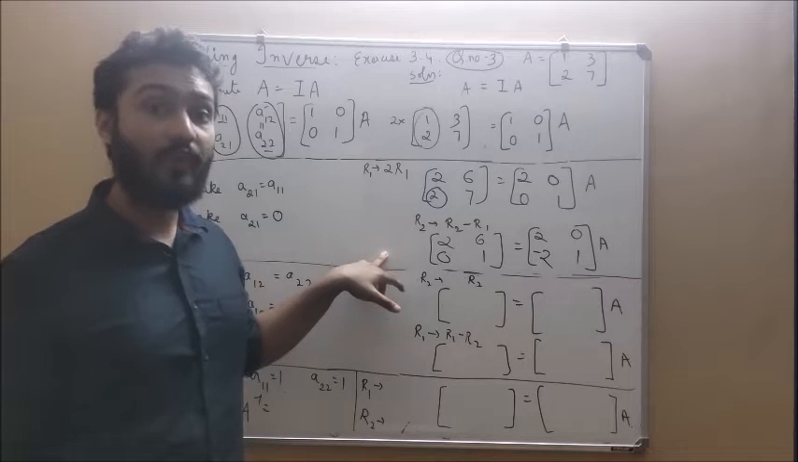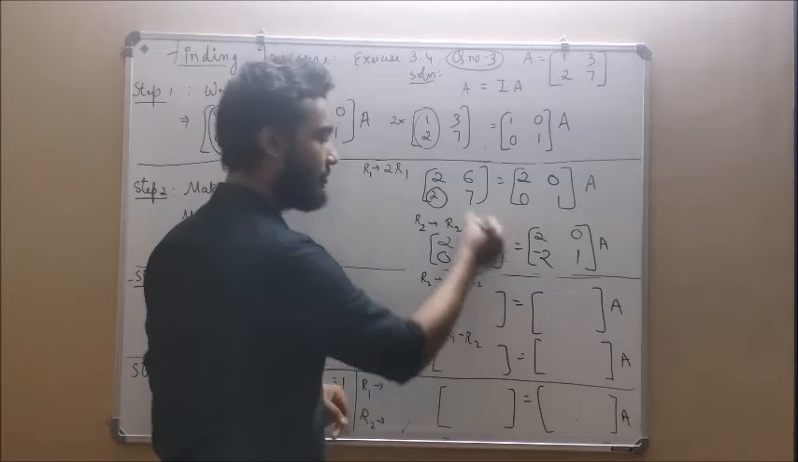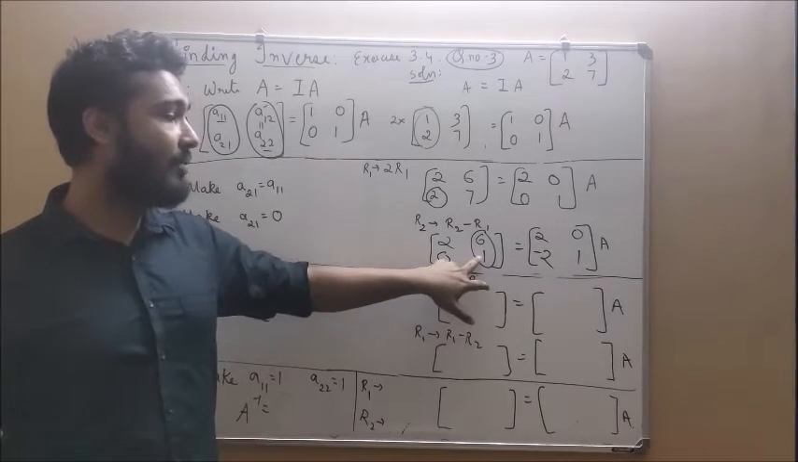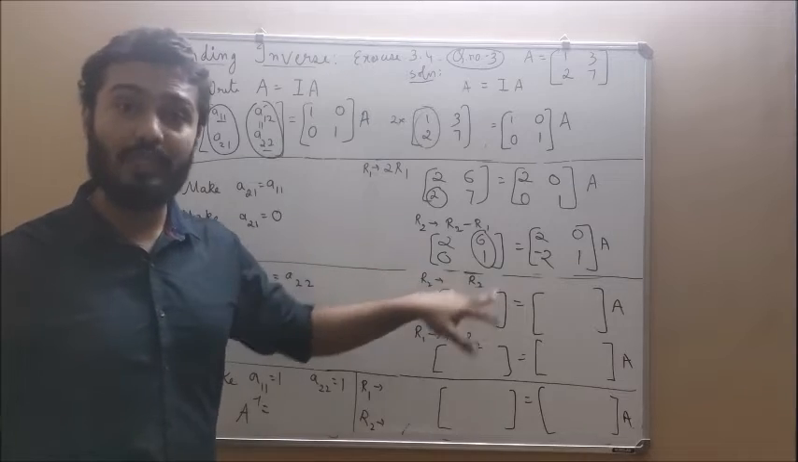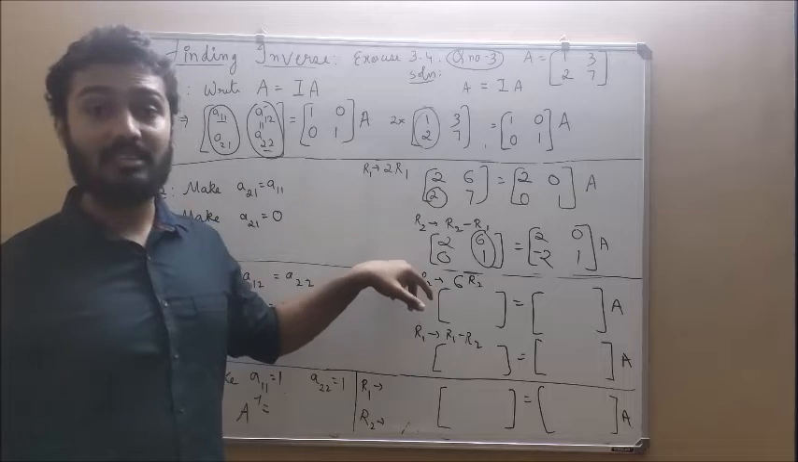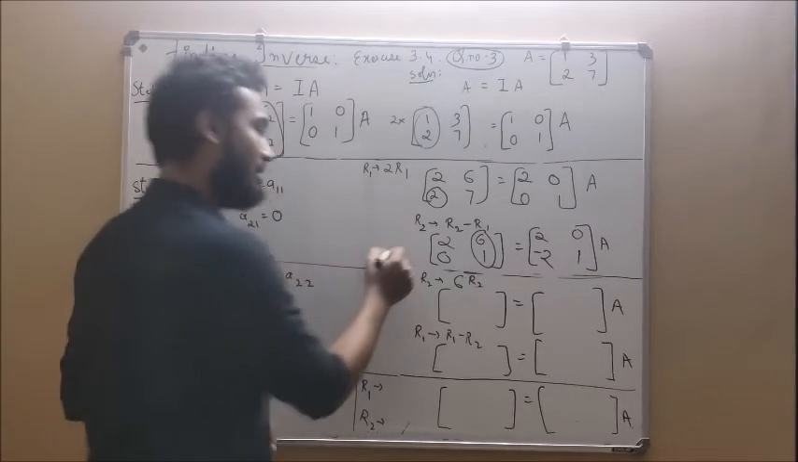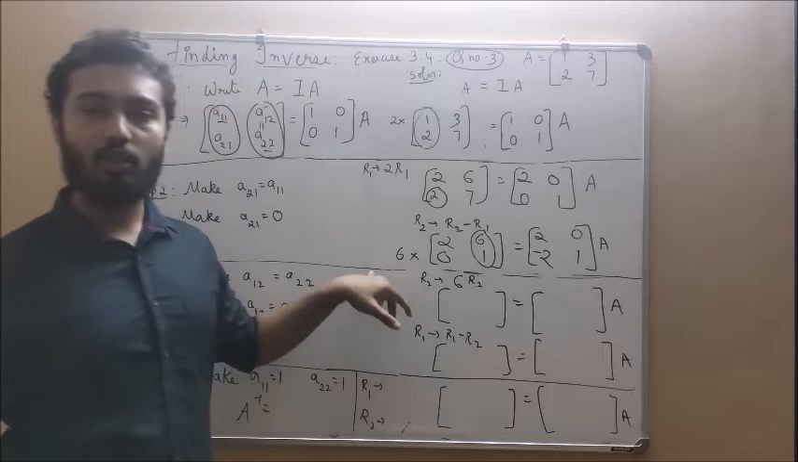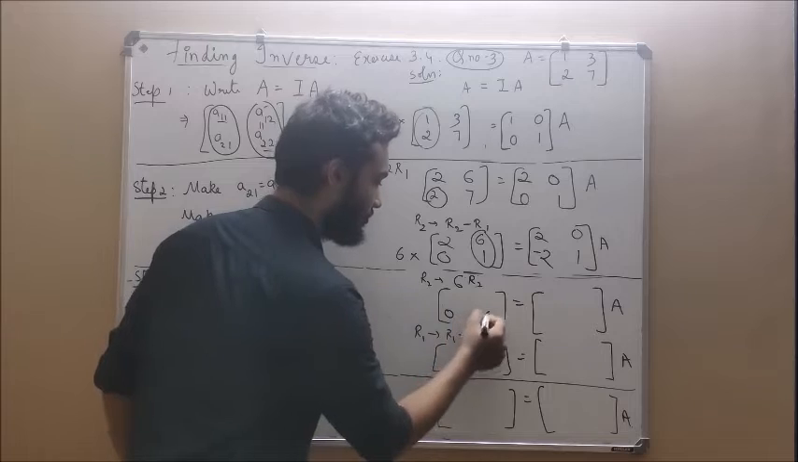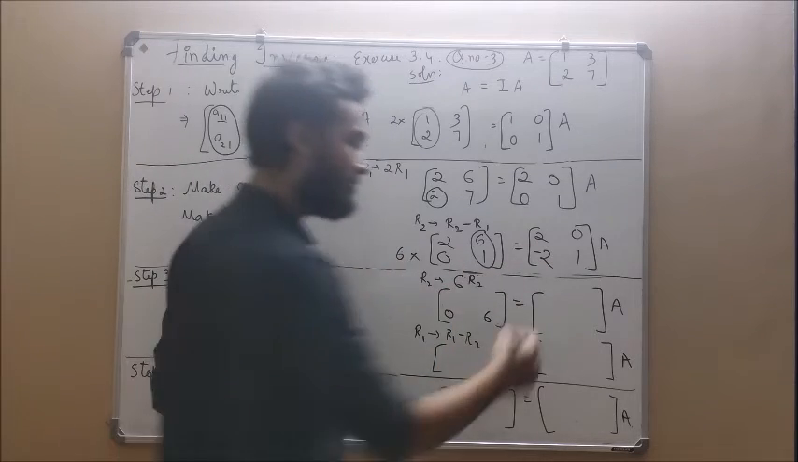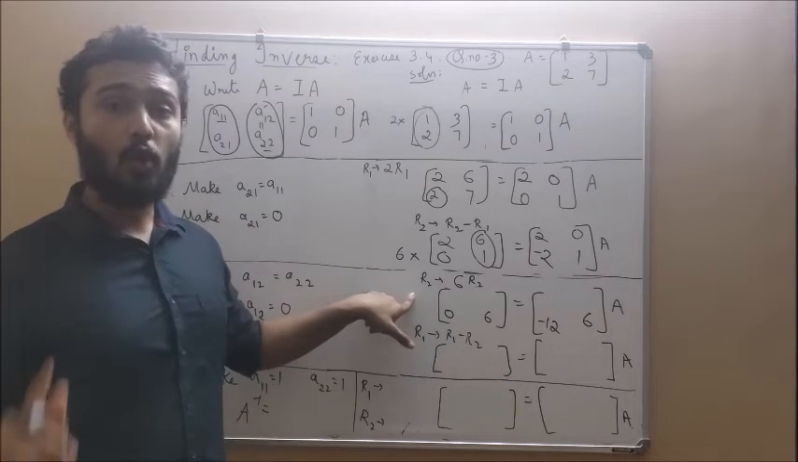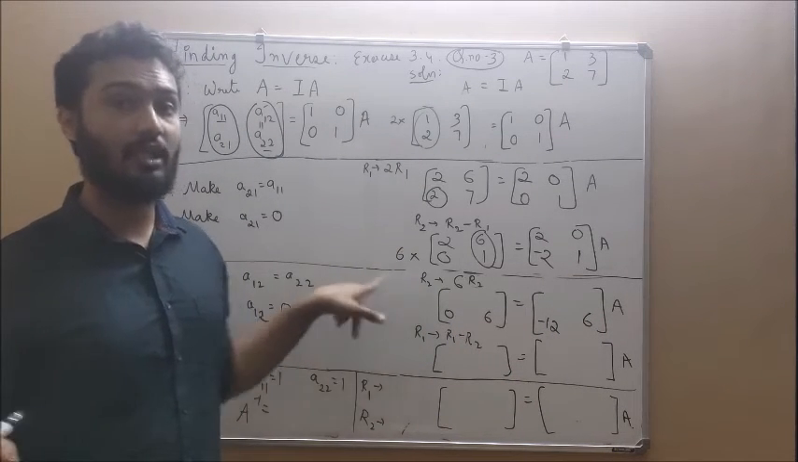Next what we have to do? We have to make these two equal. So how to make these two equal? We have to make this 6. So multiply the row 2 with 6. So R2 changes to 6 R2. 6 into 0 is 0. 6 into 1 is 6. 6 into minus 2 is minus 12. 6 into 1 is 6. Here row 2 we are changing. Row 1 remains as it is.